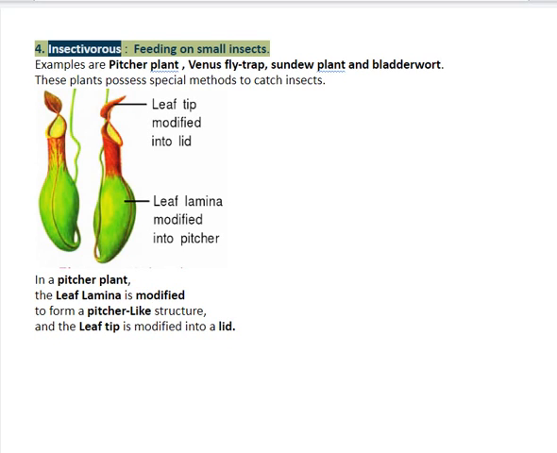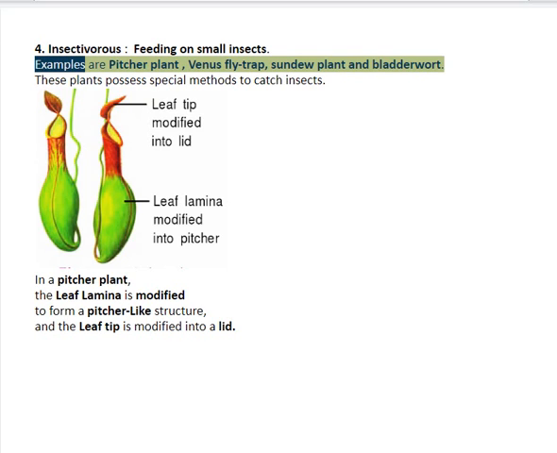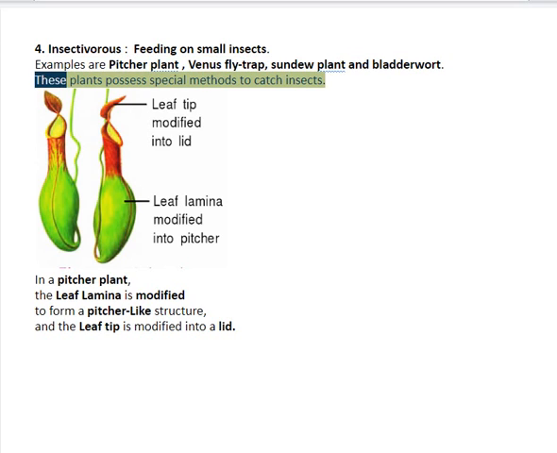4. Insectivorous, feeding on small insects. Examples are pitcher plant, Venus flytrap, sundew plant and bladderwort. These plants possess special methods to catch insects. In a pitcher plant, the leaf lamina is modified to form a pitcher-like structure, and the leaf tip is modified into a lid.